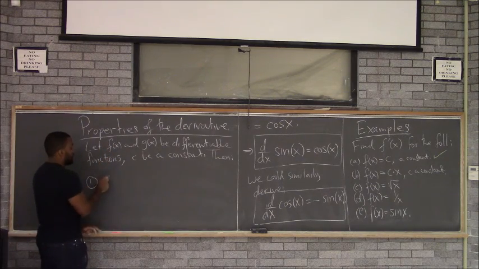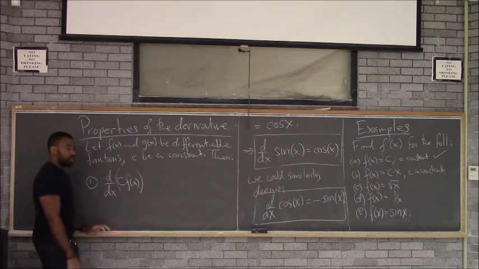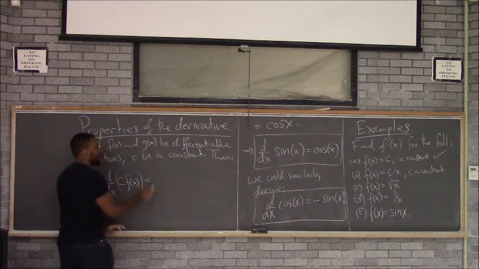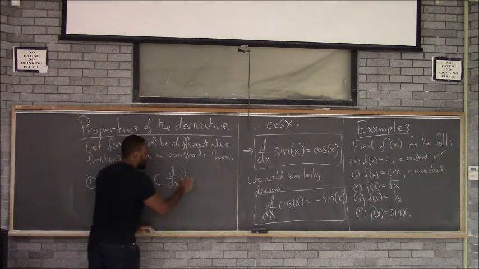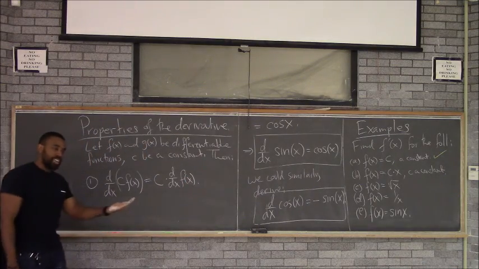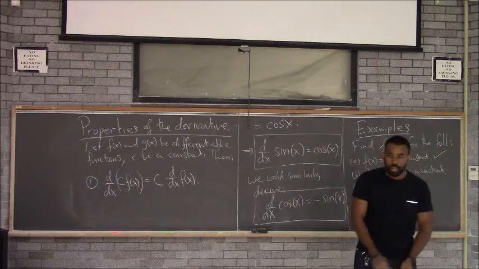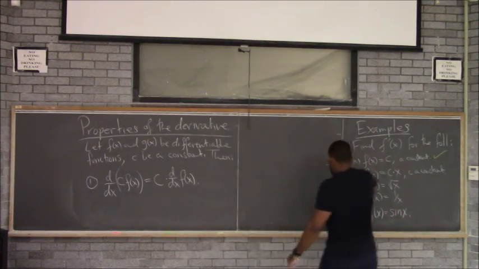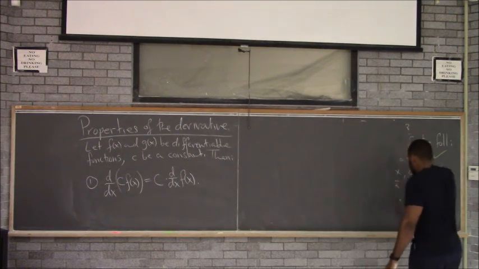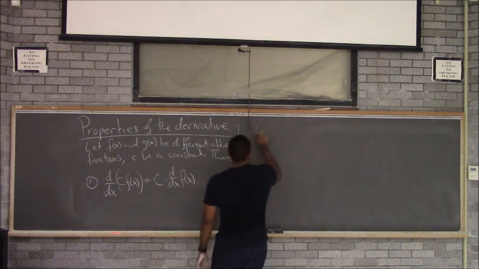Meaning, if I wanted to find the derivative of a constant times the function f of x, this is going to be a constant times the derivative of the function f of x. Constants can factor outside of derivatives. This is a very important property that will be very useful. Why?